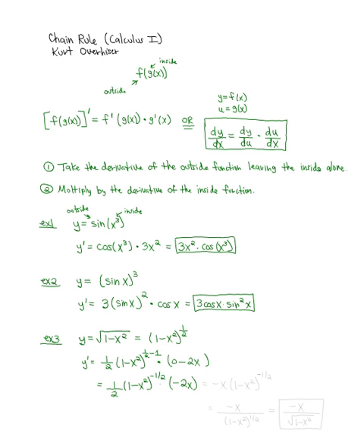Since we're multiplying, the 2's cancel, and what we end up with is negative x times 1 minus x squared to the negative 1/2 power. And if you remember from algebra, when you have a negative power, you can make that power positive by putting it into the denominator. So we could say negative x divided by 1 minus x squared to the positive 1/2 power. Realizing that the positive 1/2 power is the same as the square root, you get negative x divided by the square root of 1 minus x squared. And that is our final answer for example 3.